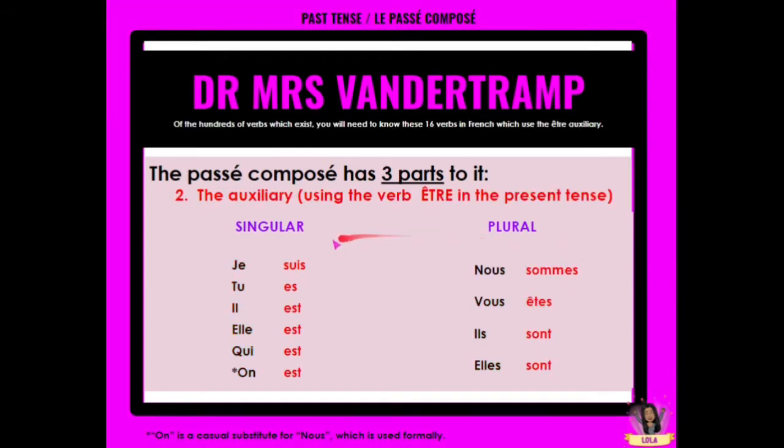The second part is the auxiliary. And remember, this time we're using the verb être in the present tense. So everything that you see here in red is the auxiliary that you will be using. So, suis, est for all of these, and then sommes, êtes, and sont.